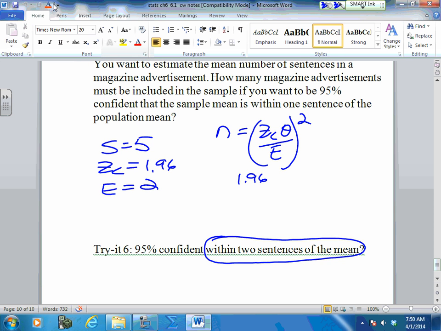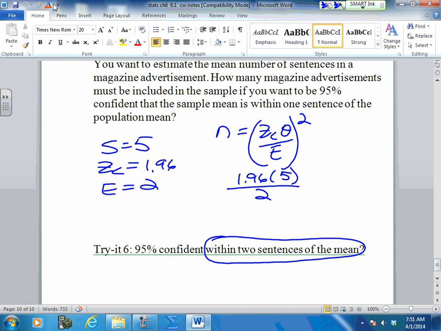We still have the same ZC, we have the same standard deviation. They changed your margin of error to 2 within 2 sentences. What's that going to do to your interval when they change your margin of error? It's going to make it wider, right? It gave you more wiggle room. Instead of being plus or minus 1, you're plus or minus 2. It gave you a little bit more wiggle room.